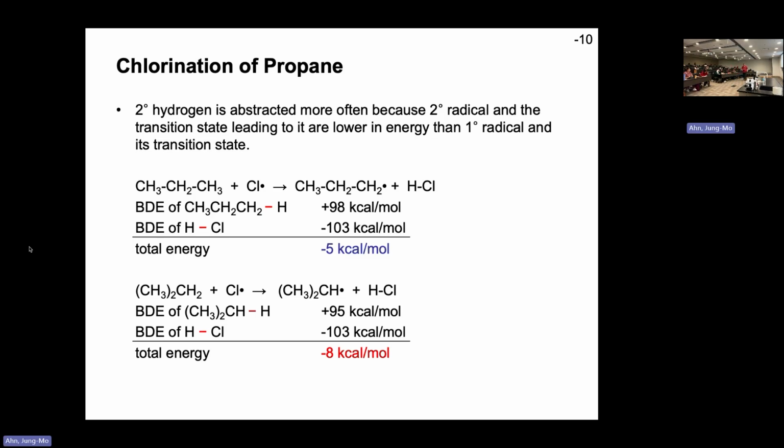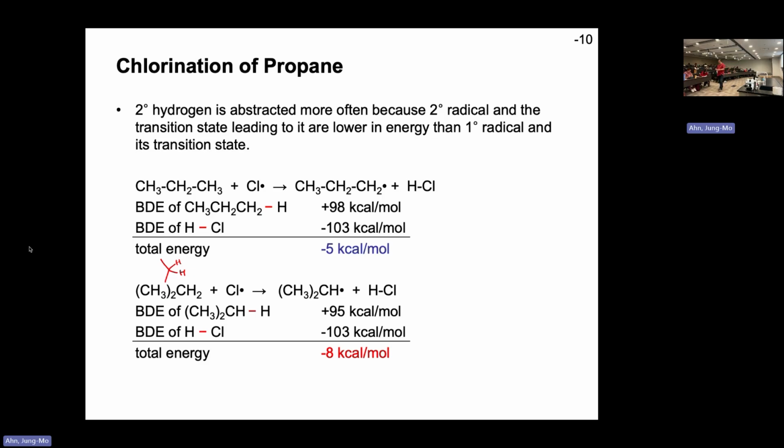But the two position, meaning this is actually the secondary carbon there. When hydrogen is taken away from the secondary carbon, it takes less energy, 3 kilocalories less. Forming HCl is the same amount of energy, 103 kilocalories. So you add all those together, and it's -8 kilocalories. So that secondary radical formation takes about 3 kilocalories less energy.